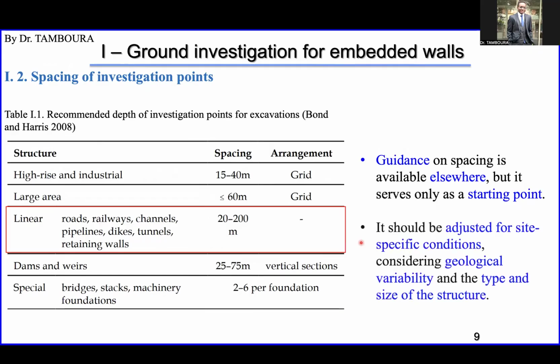So that is what I was saying. It should be adjusted for site specific conditions. Each site has its own condition, so that's why you have an interval. You don't have one typical value like that. You have intervals. So if the site is complicated or the structure is very important, you need to go with smaller steps.